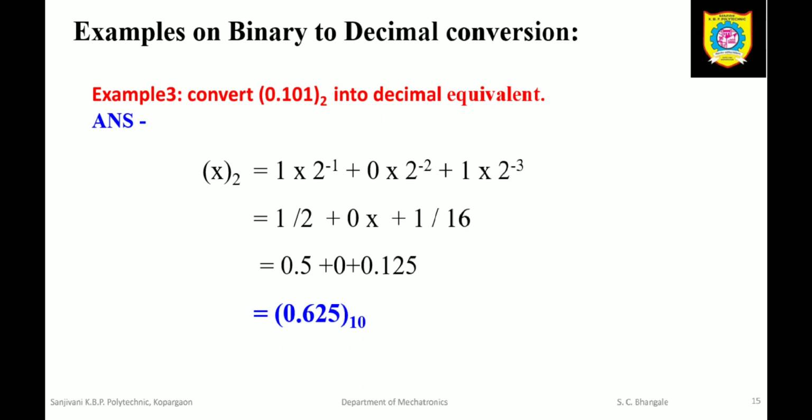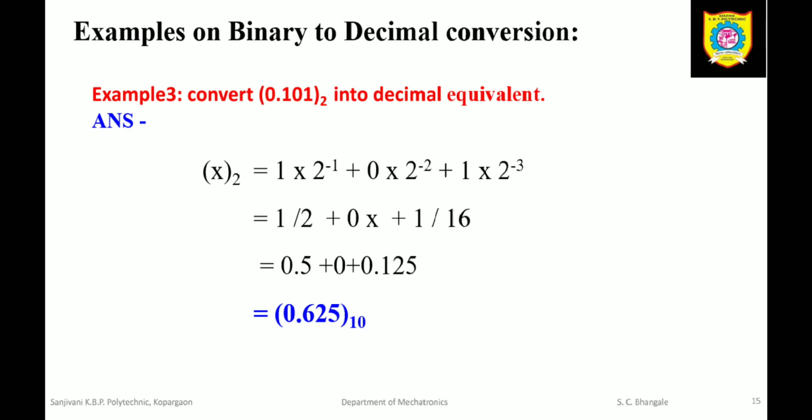So again, see the positional weight number system. After the binary point, we have to multiply with 2 raised to minus 1, 2 raised to minus 2, 2 raised to minus 3, etc. Now the given number is 0.101. So we will start after the binary point. We have to multiply 1 by 2 raised to minus 1, 0 by 2 raised to minus 2, 1 by 2 raised to minus 3.